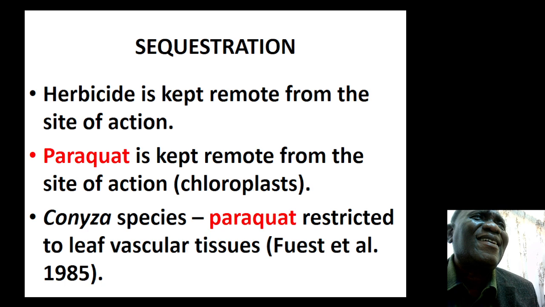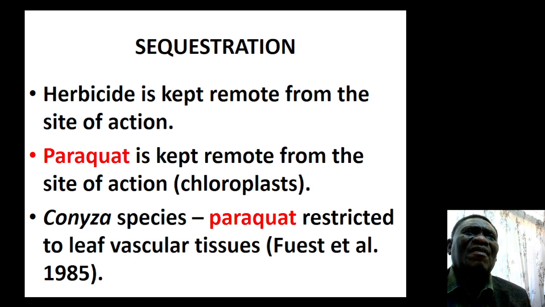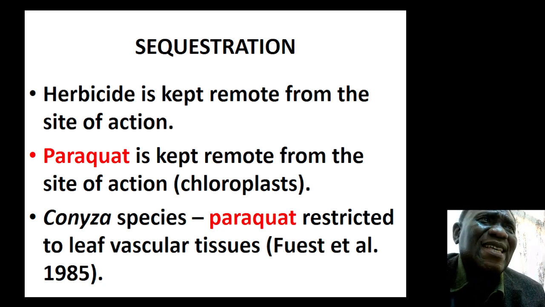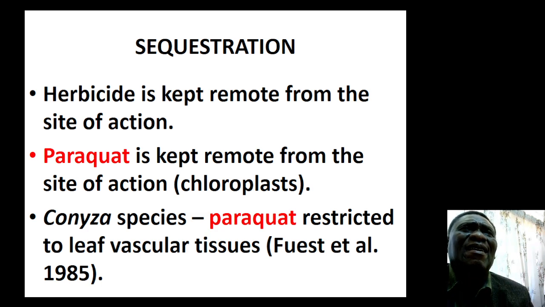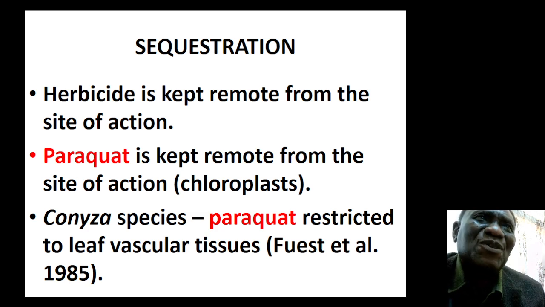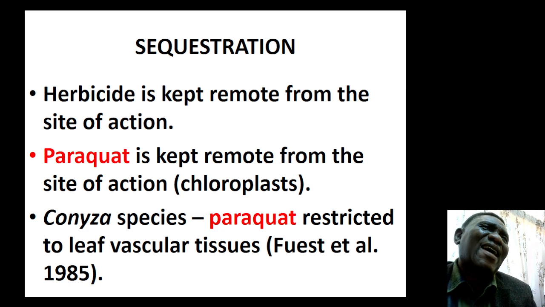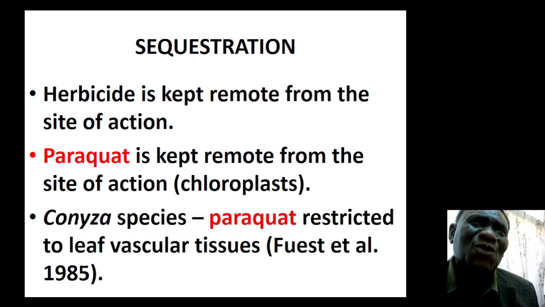Sequestration. Herbicide is also kept remote from the site of action. Like paraquat is kept remote from the site of action, which is the chloroplast. The example is the conyza species. We know it's green, but when we spray it with paraquat, it will not die because of this issue of sequestration. It's selectivity, but it's not the selectivity which farmers want.